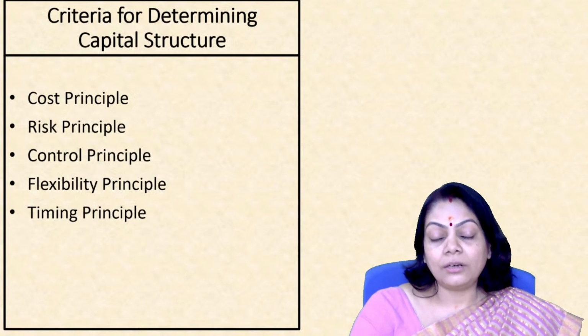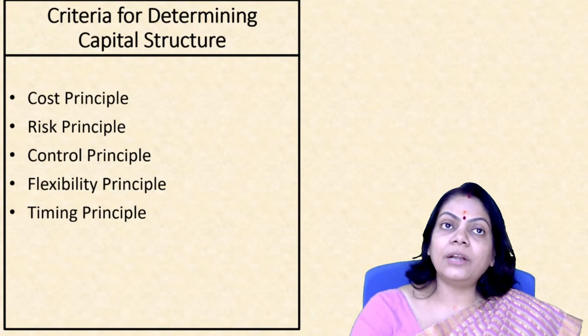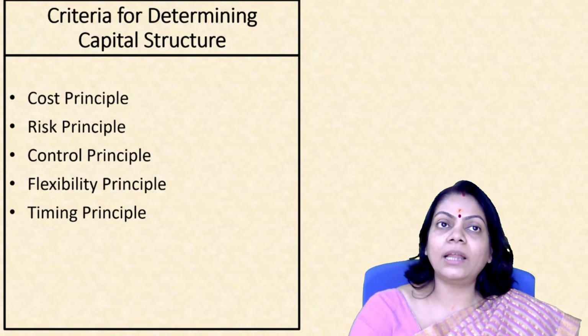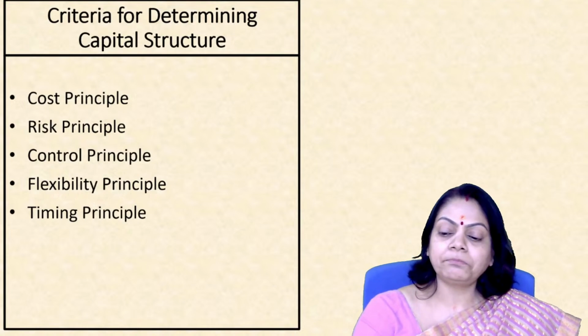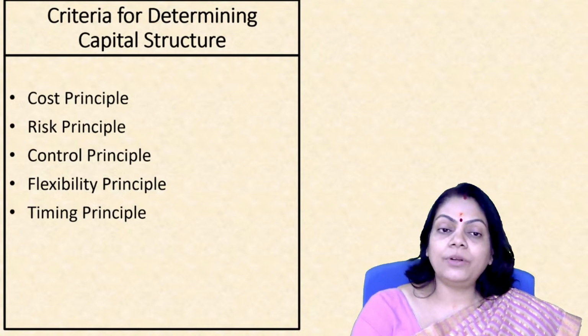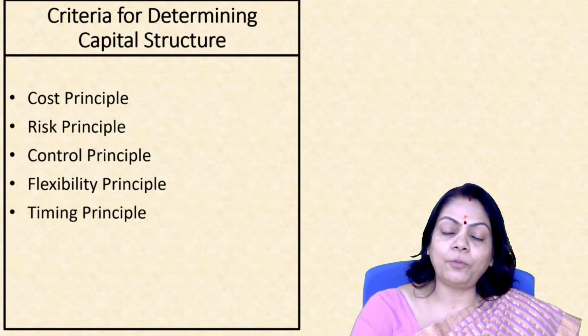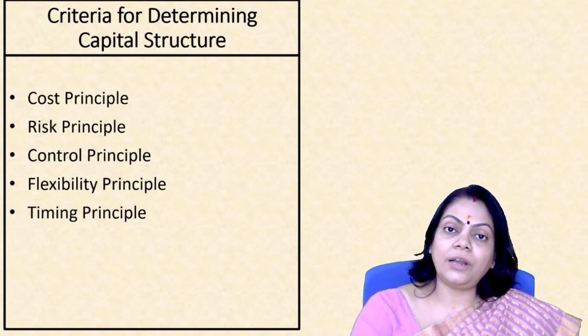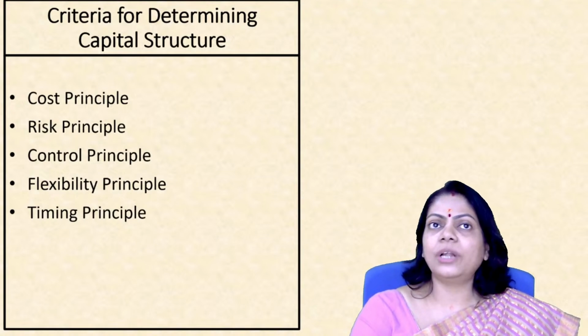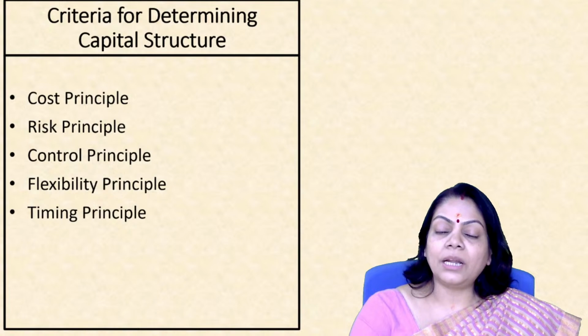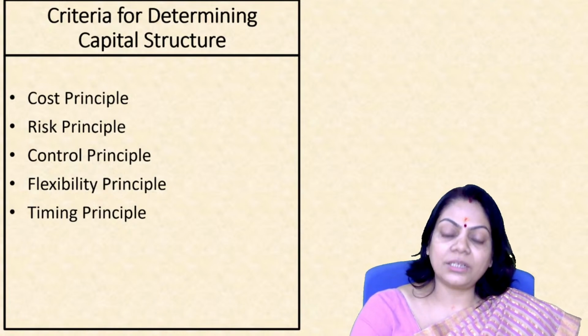Now the capital structure should be such that we have some amount of flexibility. If I have a targeted capital structure, I have the flexibility of changing it to my own liking and to my requirement. And the timing: whenever it is appropriate to raise debt, I'll raise debt. Whenever it is appropriate to raise finance through equity, I'll do that. That depends on the market sentiments.